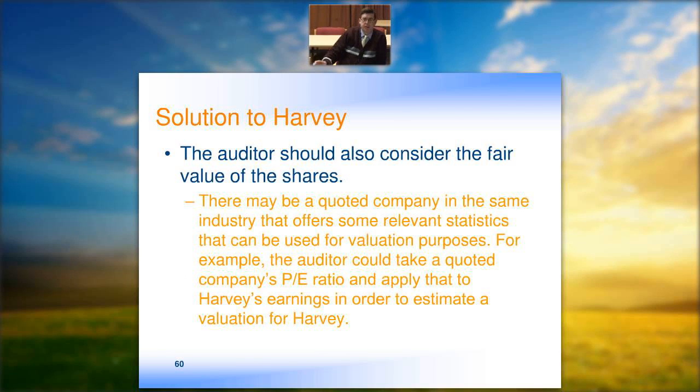On the other hand, you should consider the value of the trawler against the value of the shares. For the shares, there might be a quoted company in the same industry that offers some relevant statistics that can be used for valuation purposes. For example, the auditor could take a quoted company's price earnings ratio and apply that to Harvey's earnings in order to estimate a valuation for Harvey. So if you can find another company with a price earnings ratio of, let's say, 10, then you look at Harvey's profit, multiply it by 10, and that gives you a ballpark valuation for Harvey.